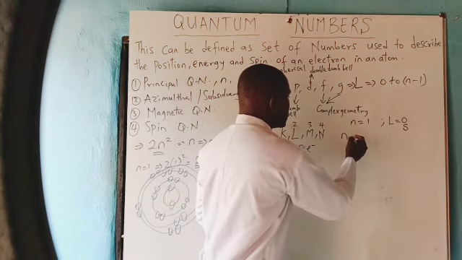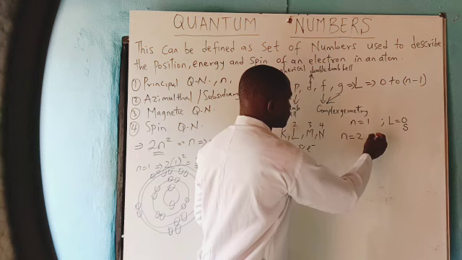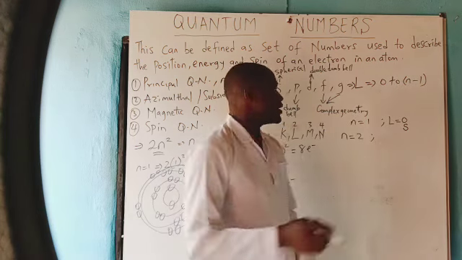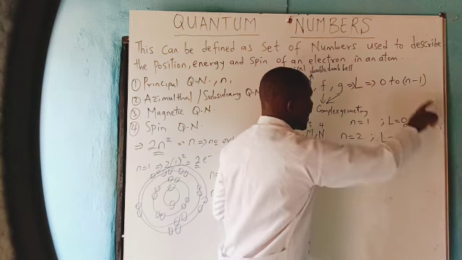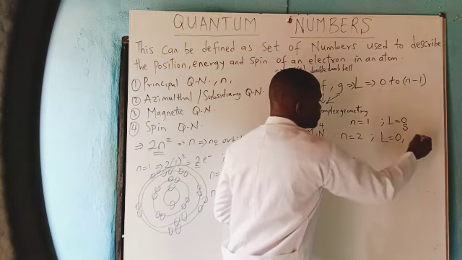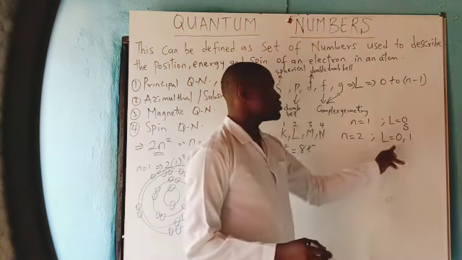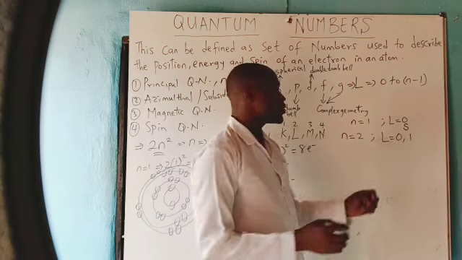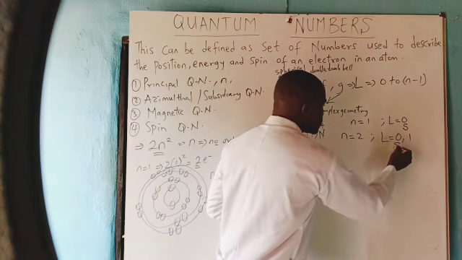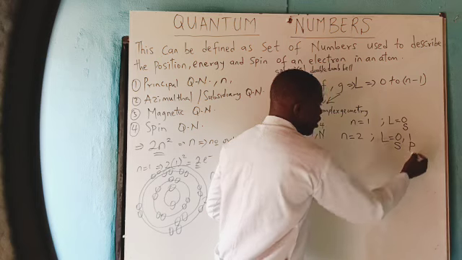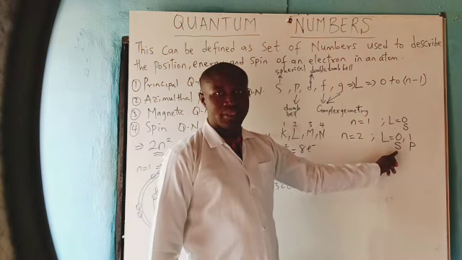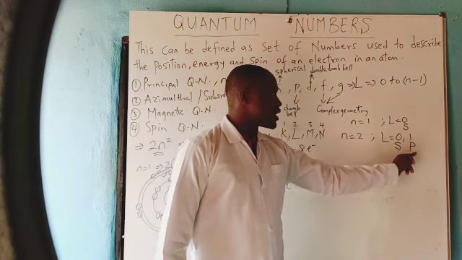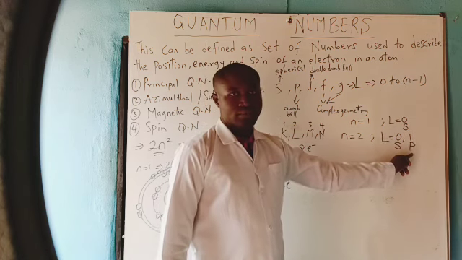When n is equal to 2, our l will range from 0 and stop at 2 minus 1, which is 1. So it will start from 0 and stop at 1. This is what we call the s orbital and the p orbital. That means when l is equal to 0, it's talking about the s orbital. When l is equal to 1, it's talking about the p orbital.